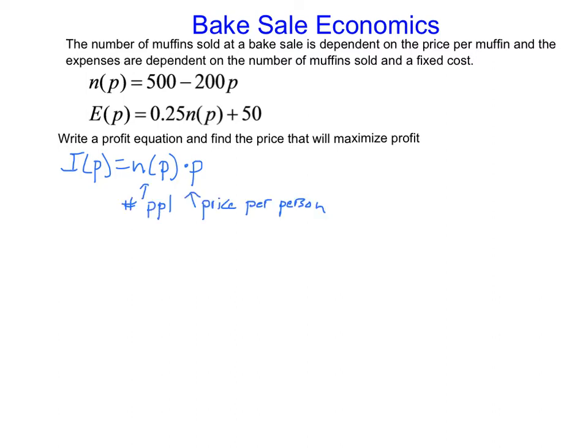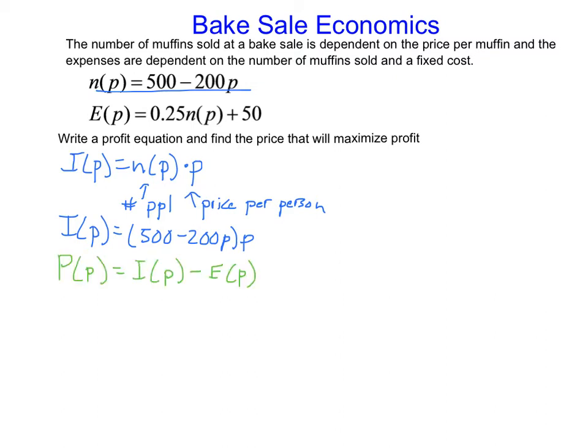Okay, and I know what the number of people is equal to based on the price per person. So I can write an income equation. Now profit is always equal to income minus expenses. Okay, so now I'm going to do some substitution. We know that income is equal to this thing, and the expenses, that's this.